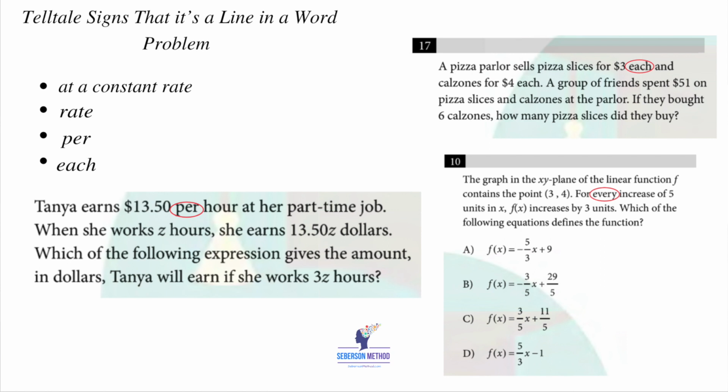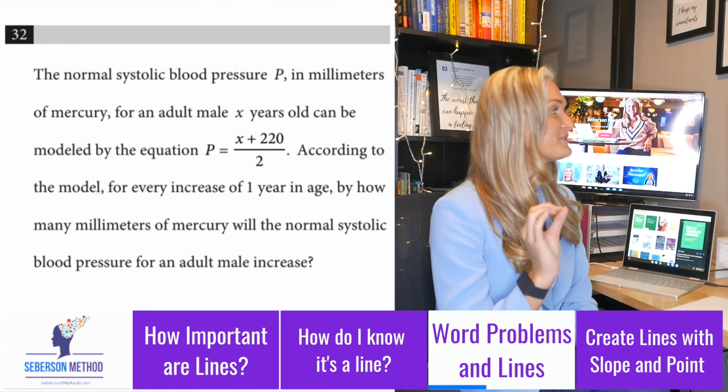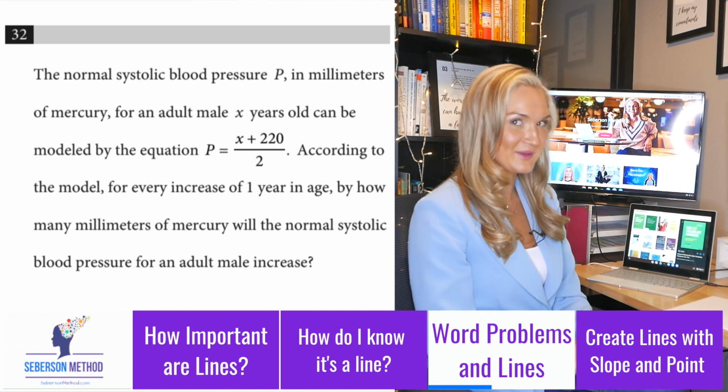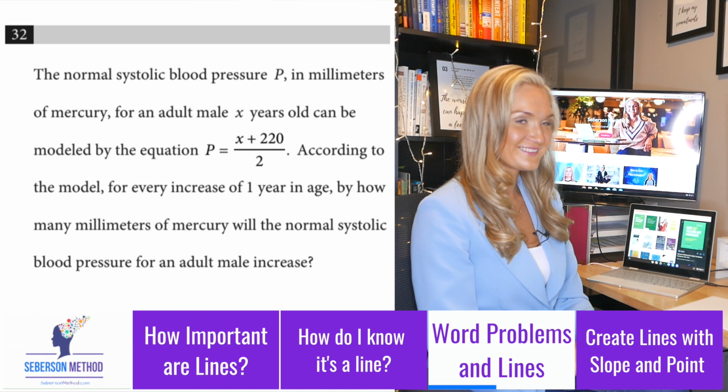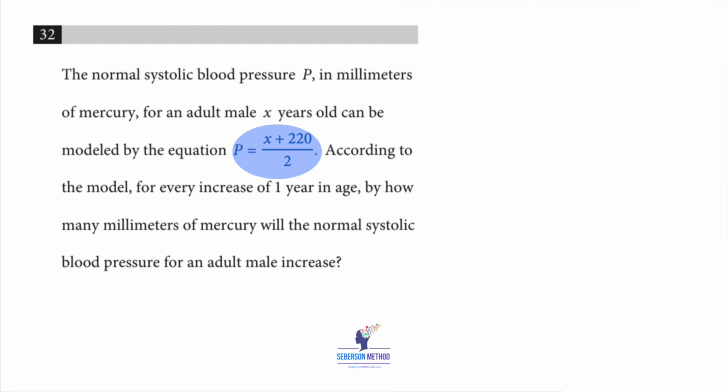Let's try one more. Pause the video. I wonder if you guys remember that I kind of gave you a hint at the beginning of this video. I told you that this is a linear function. And what you need to find here, what they're asking you is, by how many millimeters of mercury will the normal blood pressure of an adult increase for every increase of 1 in age? For every increase of 1 in x, by how much would y increase? What variable answered this question? Slope. What's the slope of this line?